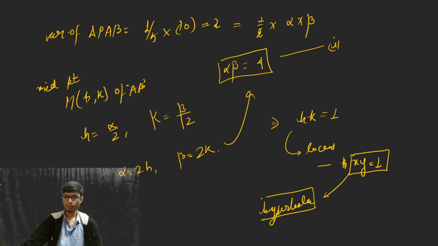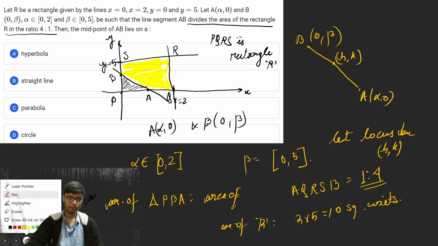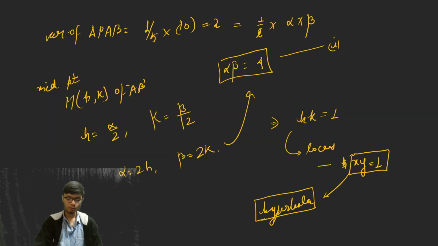That means this is not a problem on hyperbola, but a general problem on coordinate geometry, which wants us to find the locus. The midpoint of the line segment AB lies on the hyperbola. With this, the right answer is option A. I hope you have got this solution. Let us move forward and start solving the other important problems.